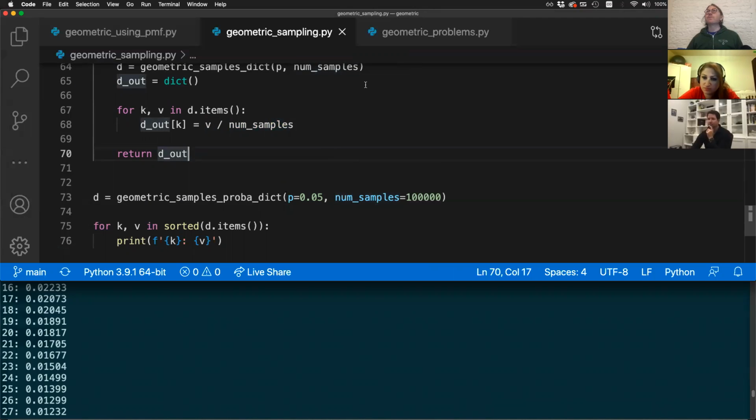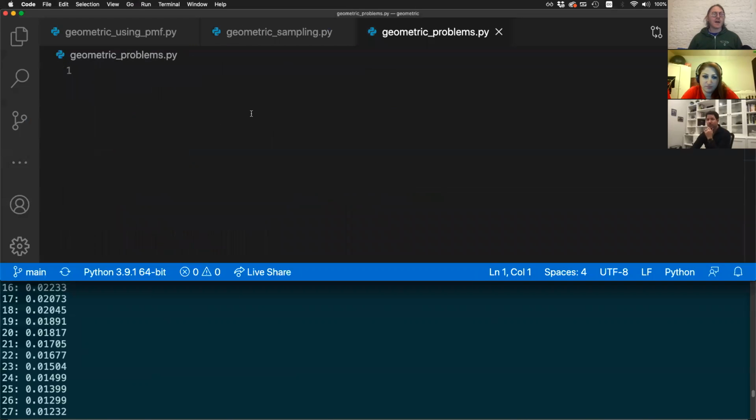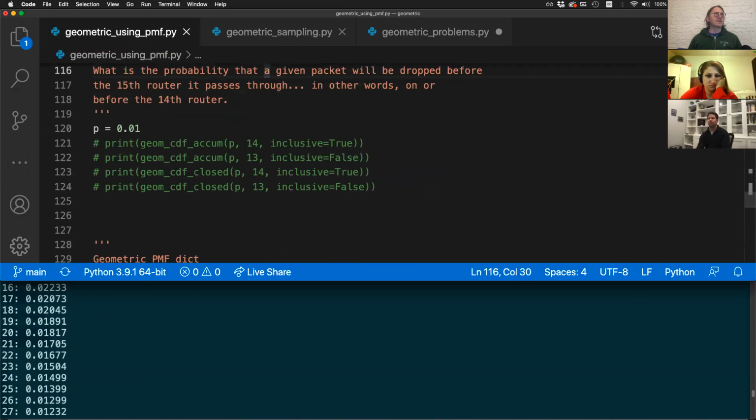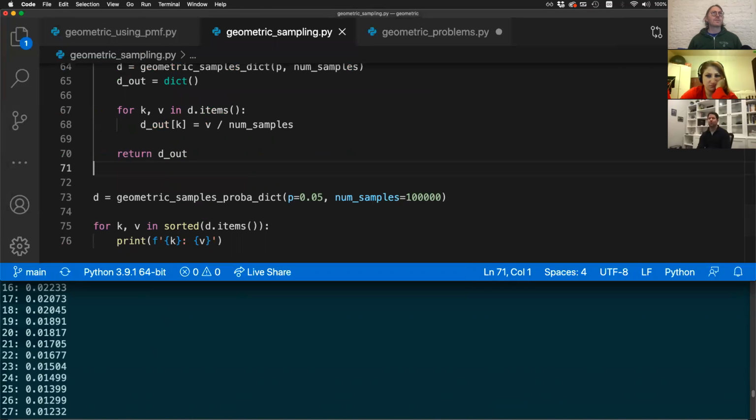Okay, so we've got about 12 minutes. Let's see about maybe writing some problems. Why don't we do this? I'm going to go into geometric problems, and I'm going to import from geometric using Pmf. I'm going to import everything, so that way I can just use those when I encounter them. And let me make sure I'm not printing anything. Doesn't look like it. And we'll find out anyway if I am.